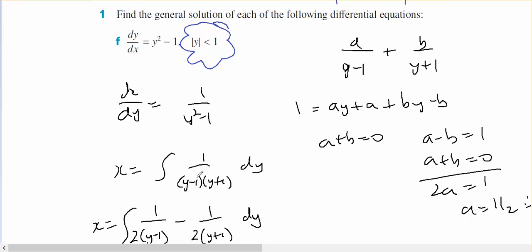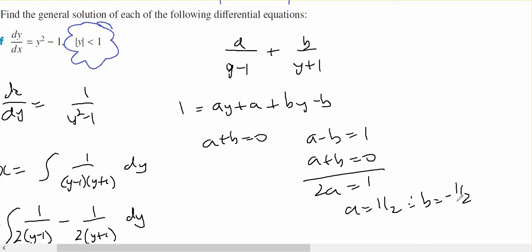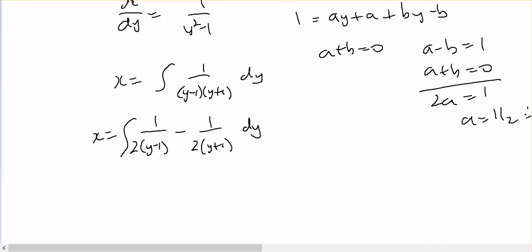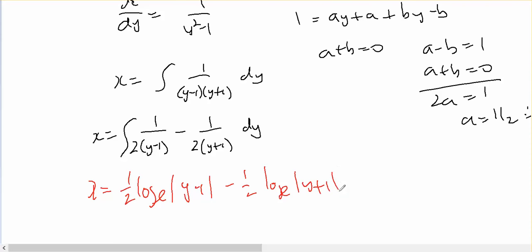I've got it to this form and I've done my partial fractions, and I've got a equals a half and b equals negative a half, which brings me to this point here, which is x is these integrals. Therefore, x is going to equal a half log base e of y minus 1 minus a half log base e of y plus 1 plus some constant c.